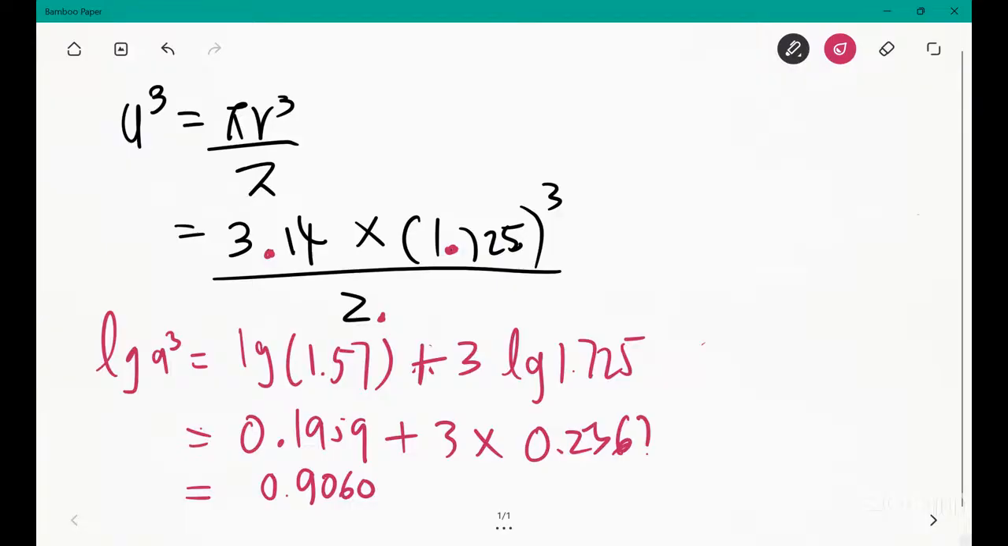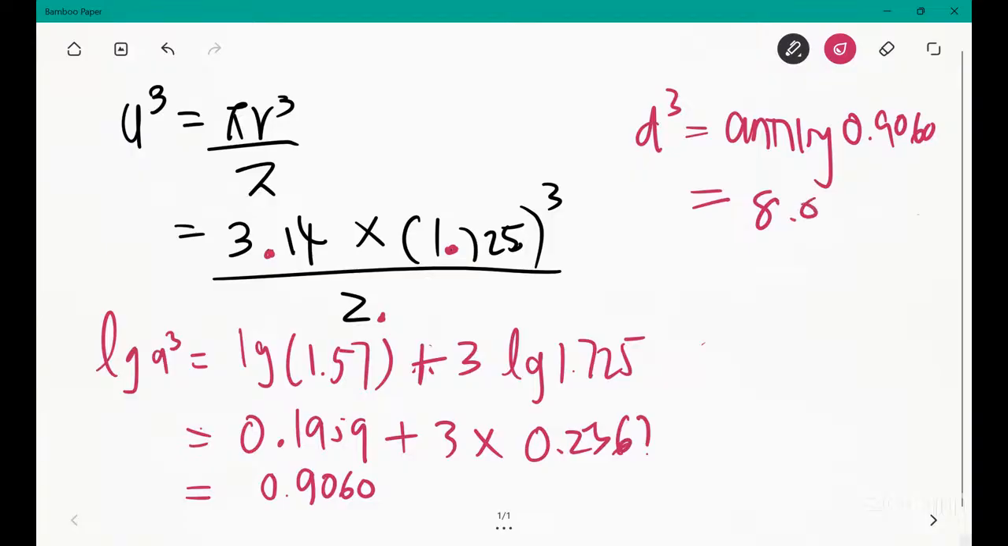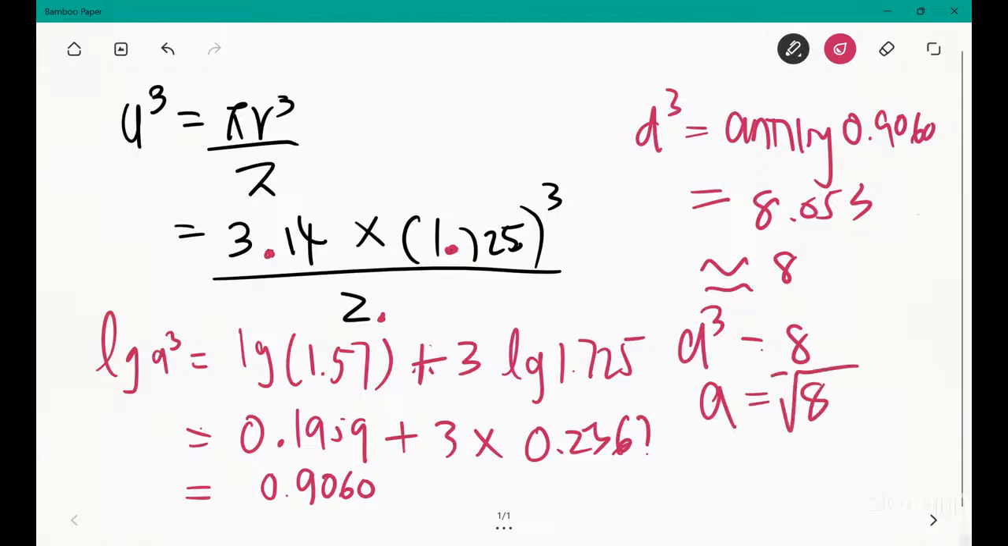So we want, so a cube antilog of 0.9060. So you'll have to search this value inside your logarithm book and find the table value. And here you will get it as 0.53. So rounding it off to 8, your a value cube is equals to 8. So a is equals to cube root of 8. So a is equals to 2.